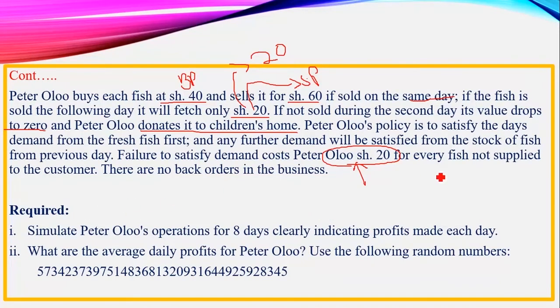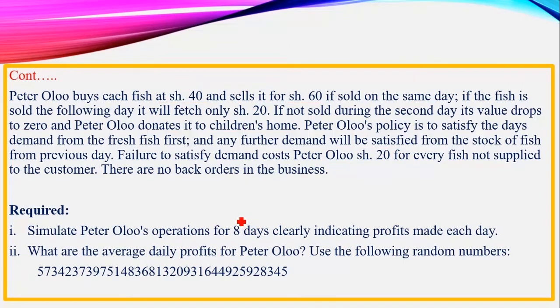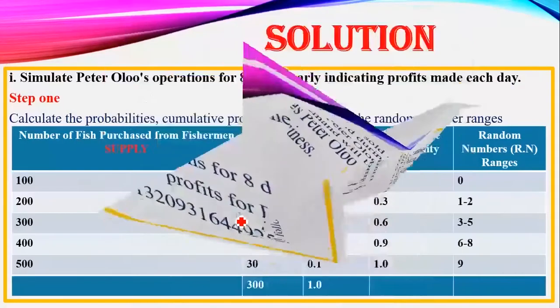Then there are no back orders in that business. You are supposed to simulate Peter Olo's operations for 8 days, clearly indicating the profits made each day. Then after that, we get the average profits for Peter Olo. Let's get straight to the solution for this question.